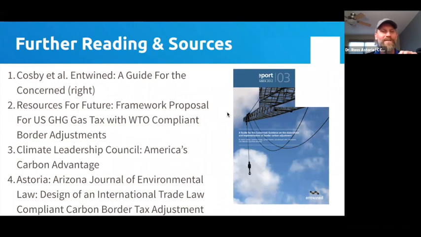So the short story of that paper is I wrote that after figuring out how to put together a GATT compliant border carbon adjustment, and decided to make the background legal reasoning public, so that if we had any legal errors in there, people would be able to point them out to us.